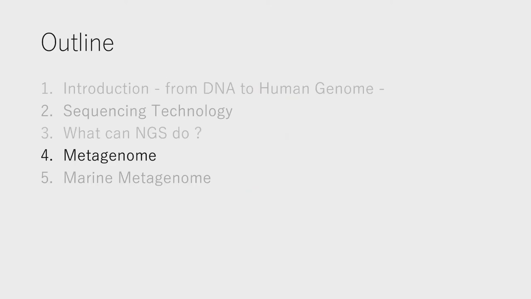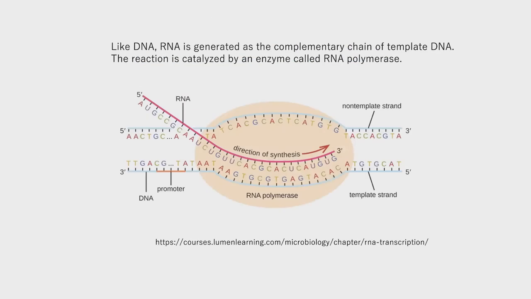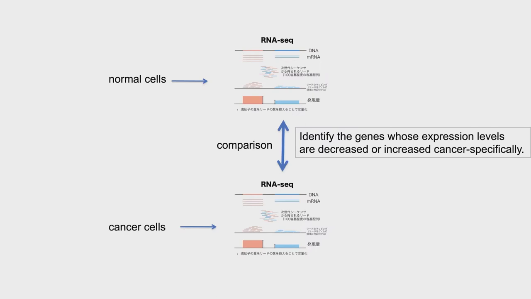Okay, so in this case, mapping is used. If the genome sequence is available, we don't need to use de novo assembly. Instead, mapping is a powerful tool to detect genome variation and for transcriptome analysis.